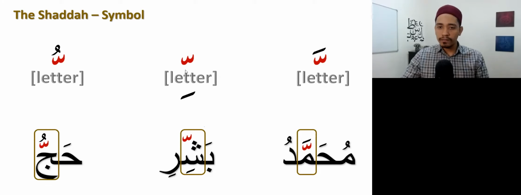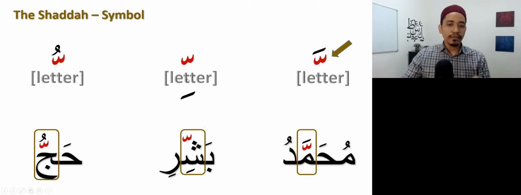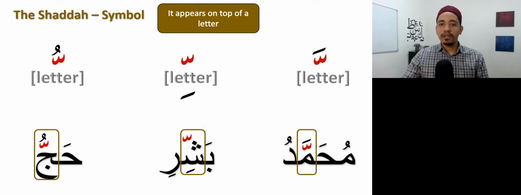Okay, so let's draw one conclusion. We see that in each scenario, the Shaddah is always above the letter. So that's the first conclusion. It will appear above a letter. So you will never see it at the bottom or anything like that. So that's where it appears.